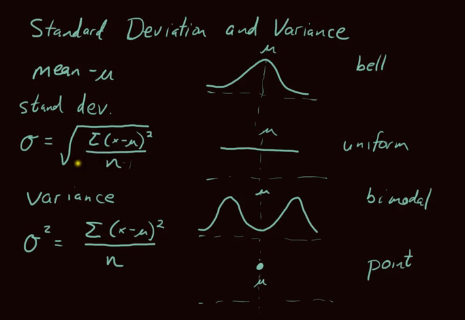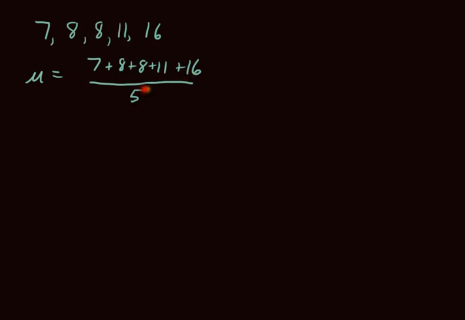Alright, let's do an example computing one. Let's clear that out. Say I give you the numbers 7, 8, 8, 11, and 16. So the mean is, well, just add them up. 7 plus 8 plus 8 plus 11 plus 16 divided by how many there are, which is 5. So that's 15, 23, 34, 50. 50 over 5 is equal to 10.